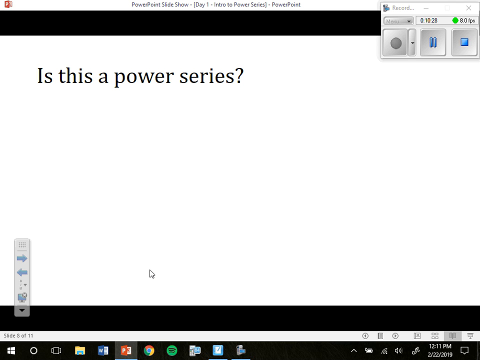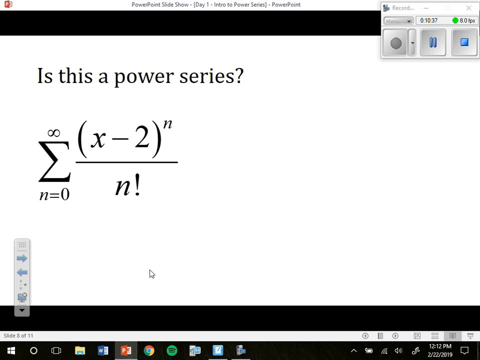Like Is This Quotient? Oh yeah, we played Is This Quotient Rule. Do you remember that? We did? But now we're gonna play Is This a Power Series?